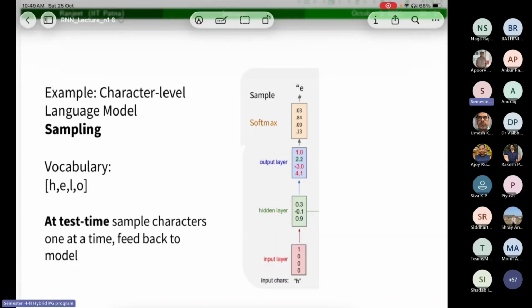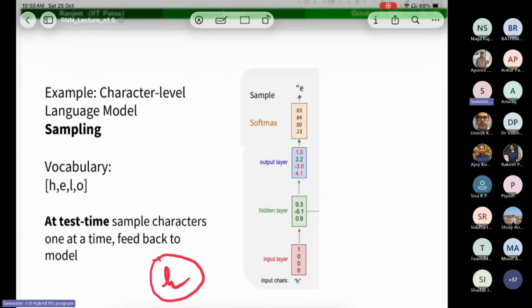Suppose you have trained the model, and then I say, hey, take the H and generate me the word. Since your model has been trained to predict the next character every time, if I give the initial character, your model should give the word. So during testing, we are not going to give the full word. Instead, I'll just give you one character of the word, and your model has to predict the word.